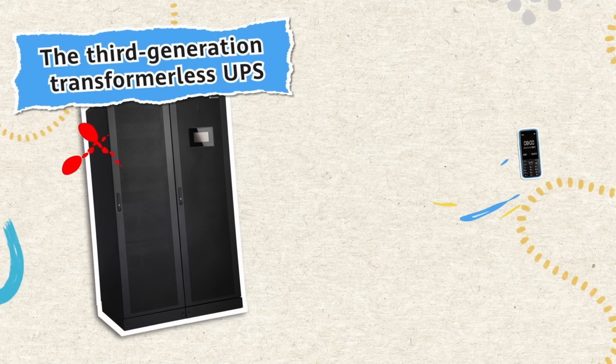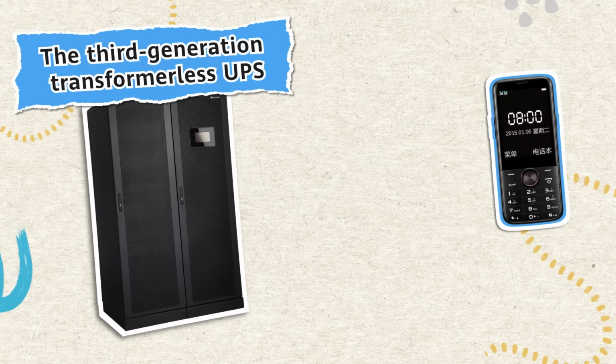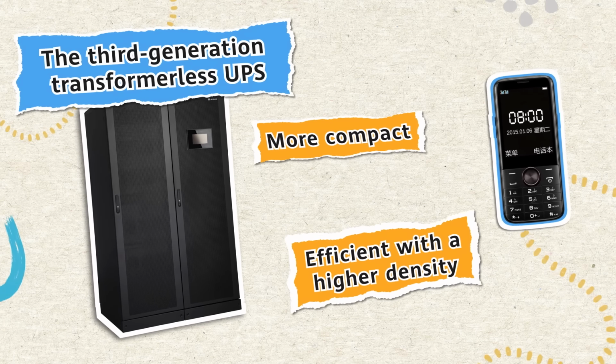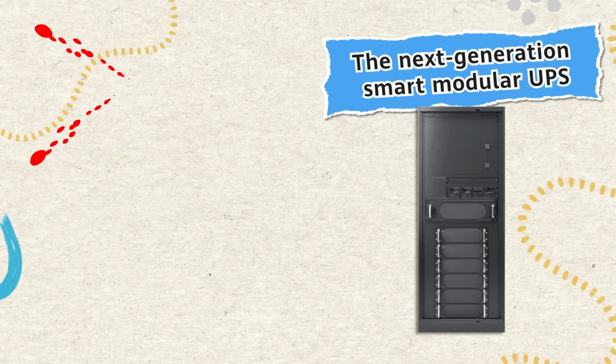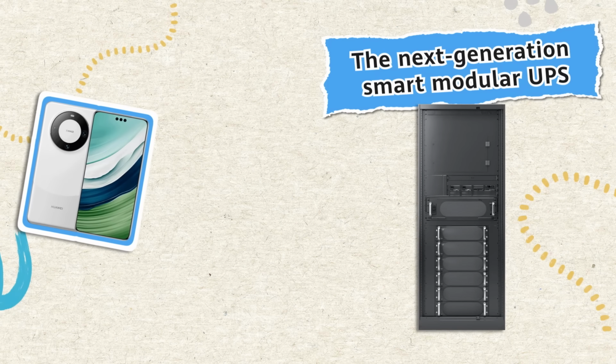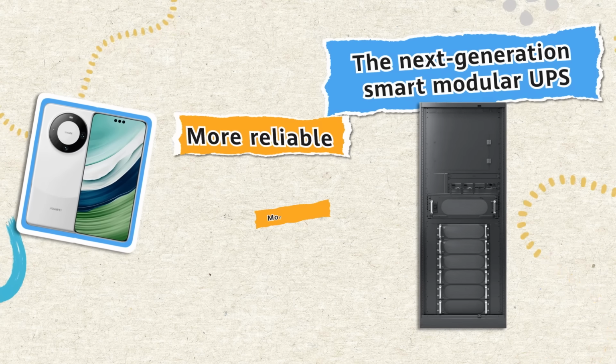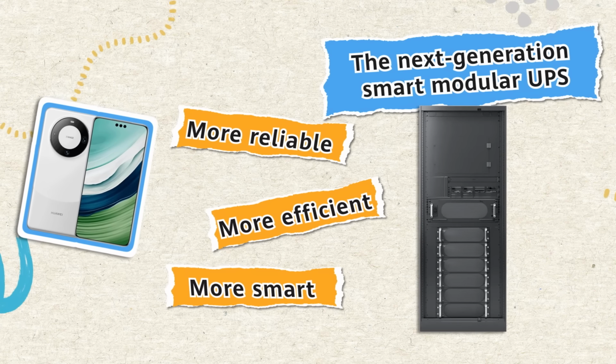The third generation transformerless uninterruptible power supply was more compact and efficient with a higher density. And like today's smartphones, the next generation smart modular uninterruptible power supply is more reliable, efficient, and smart.